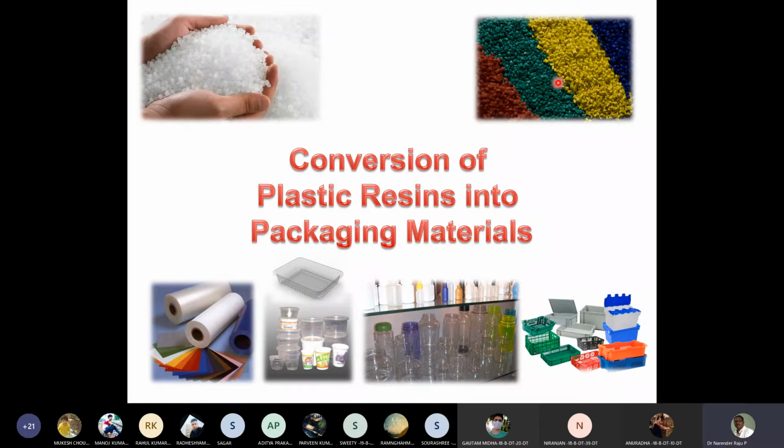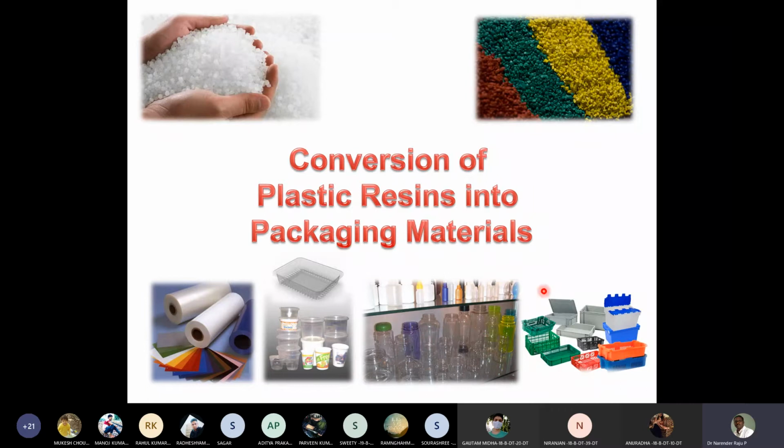These materials are later converted using different techniques to obtain sheets, or thermoformed containers, or extrusion blow molded containers. Here, extrusion blow molded means that while it is getting extruded, the thick resinous material is blown so that a cavity occurs, or a hollow container is obtained at the end.